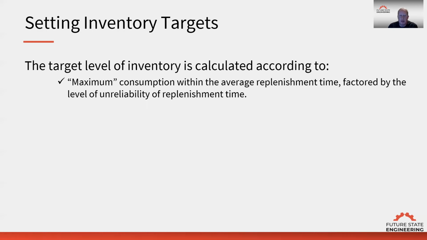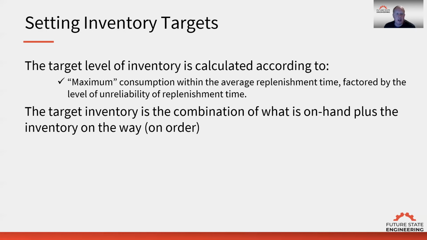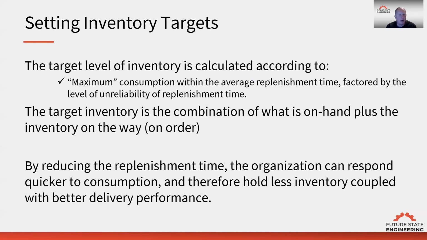So what does that mean? The target inventory is what's on hand plus what's on the way, what's on order. We're going to have more orders on the way, so we can get away with much less finished goods inventory because orders are going to be coming into finished goods at a much higher frequency. By reducing replenishment time, the organization can respond quicker to consumption and therefore hold less inventory, coupled with actually better delivery performance.